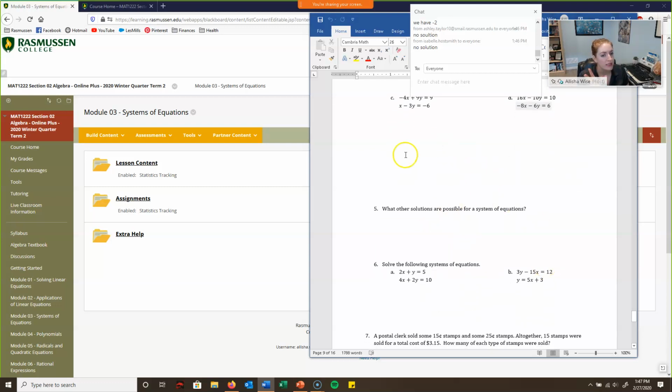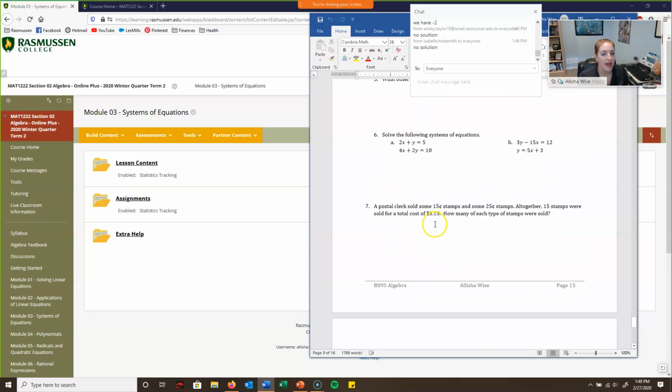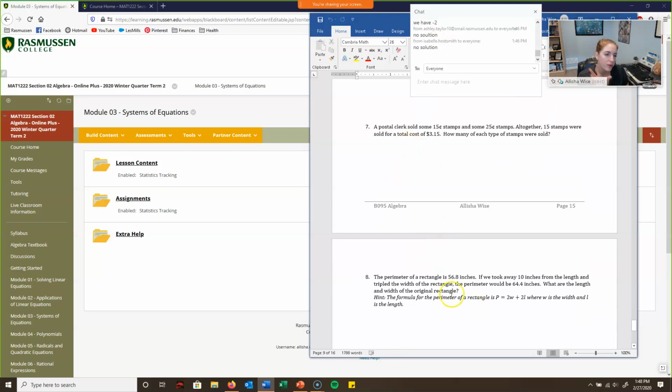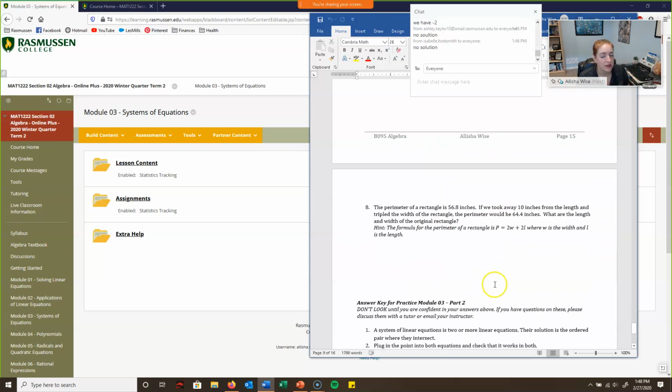There's more than one way to solve these. And then there's a couple word problems here that are kind of similar to the assignment, but not really close. So you can give them a try if you'd like to.